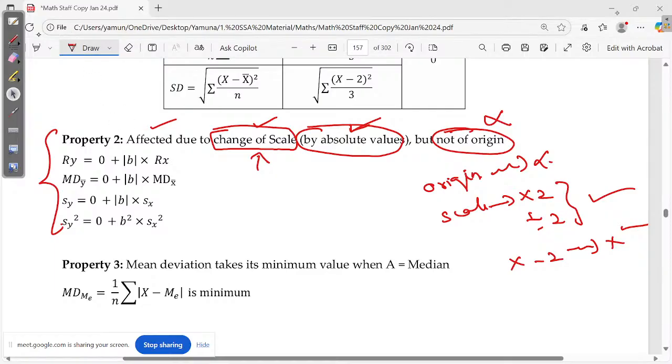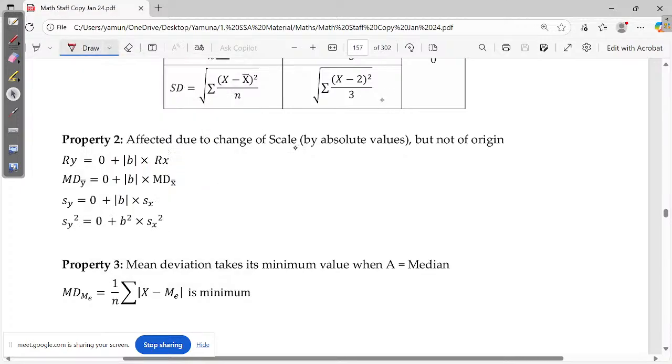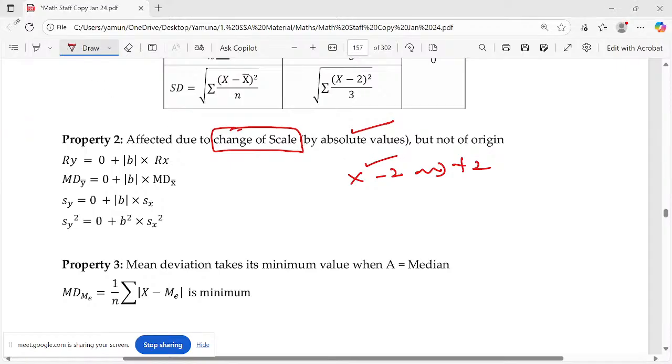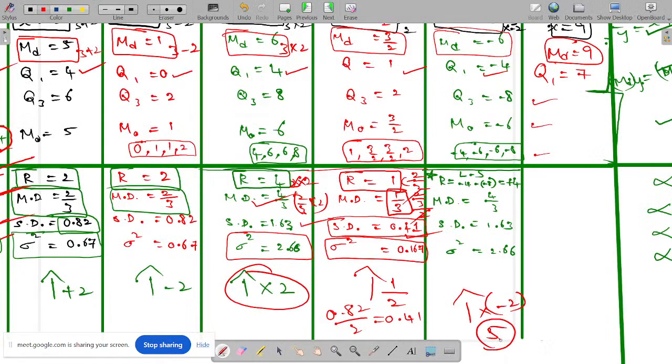What it says? Let me clean the board. Change of scale, but by absolute values. Change of scale, but by absolute values. Which means, if you multiply by minus 2, it is considered as plus 2 itself. If you multiply by plus 2, no issues. Directly can multiply by plus 2. If it is multiplying by minus 2, it will not consider the negative sign, it will consider only the positive sign. That is about the case 5.